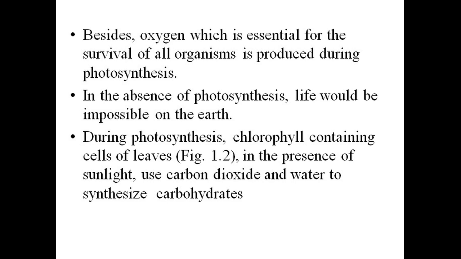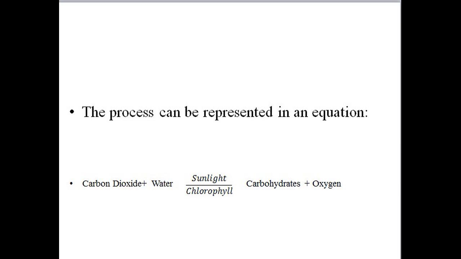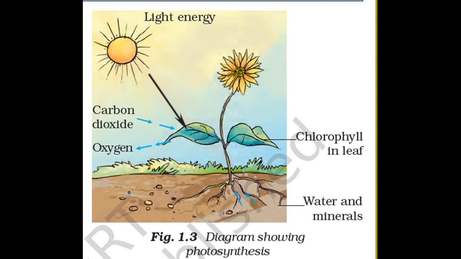The process of photosynthesis can be represented by the equation. On the left side, we see carbon dioxide plus water, and in the presence of sunlight and chlorophyll they give the products written on the right hand side: carbohydrates plus oxygen. You must remember this equation, and let's look at the picture.